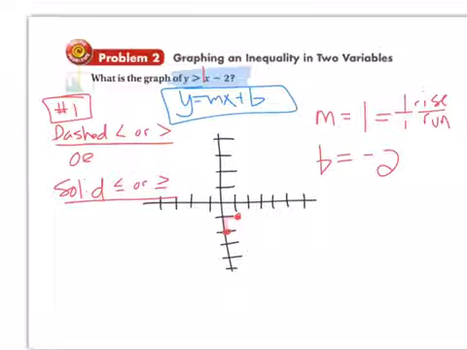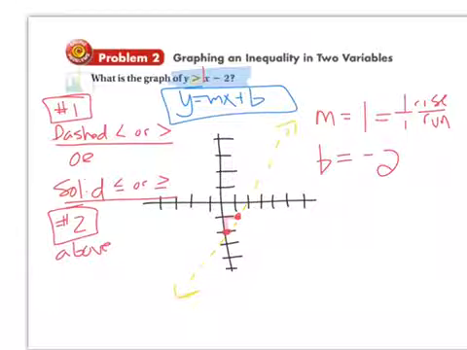In this case, you can see my inequality symbol is just a greater than. So I'm going to be doing a dotted or a dashed line instead of drawing a solid line. Okay? Now, the second thing that we have to ask ourselves, question number 2, is going to be above or below.